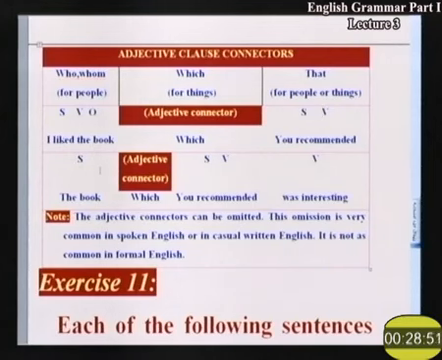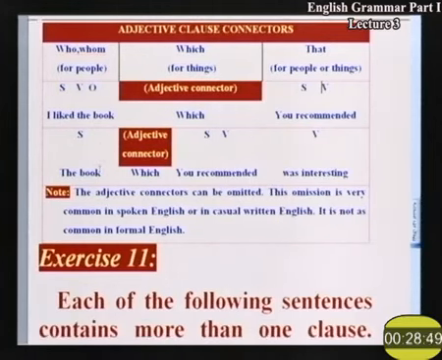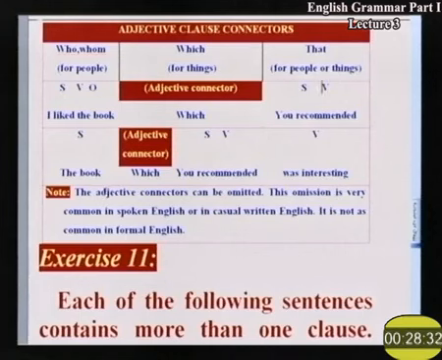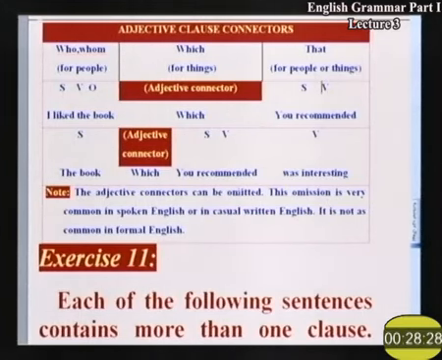Okay? طيب نبص على الجملة اللي بعد كده. The book دي subject which you recommended, adjective connector, subject and verb, was interesting. يبقى the main clause أو the main sentence is the book was interesting. Which you recommended, this is an adjective clause which describes the word book.